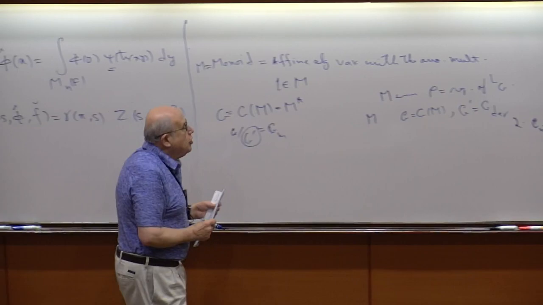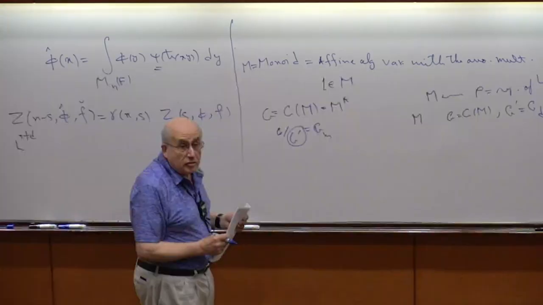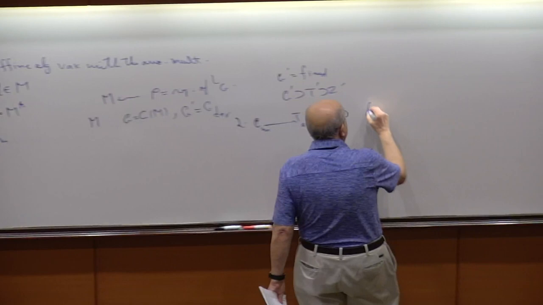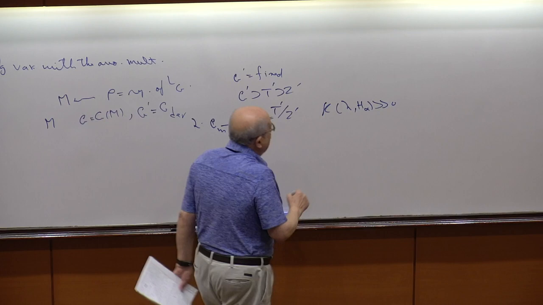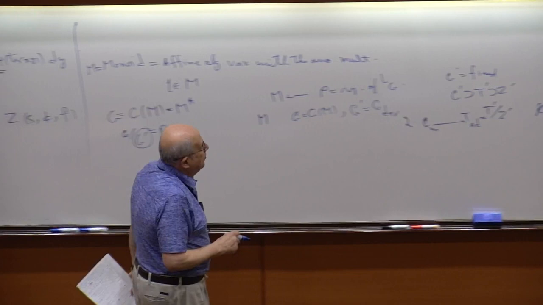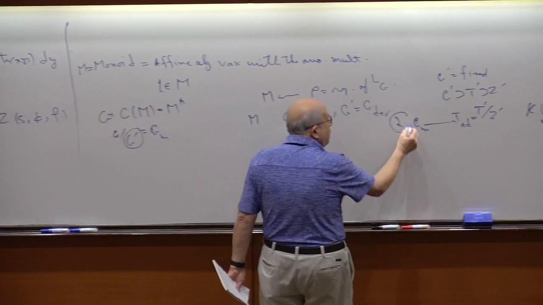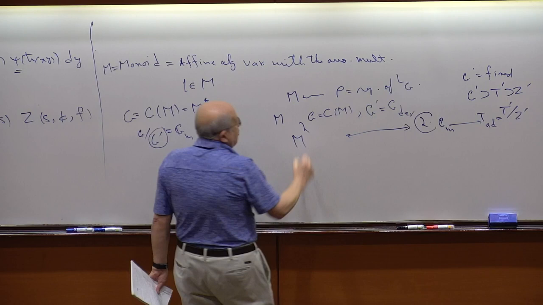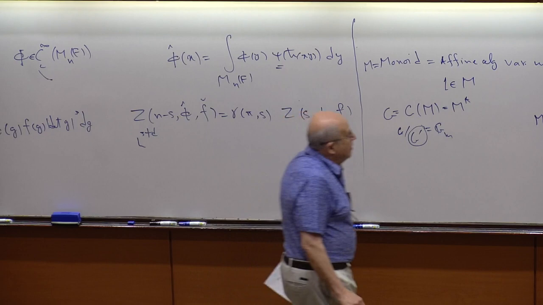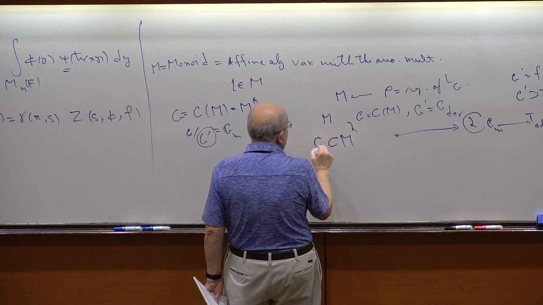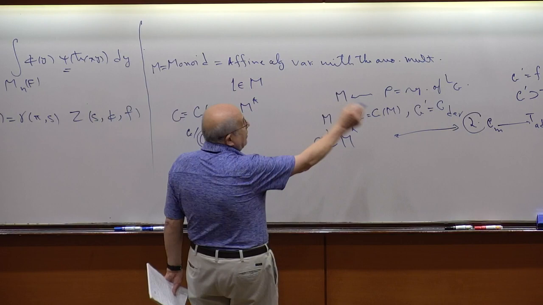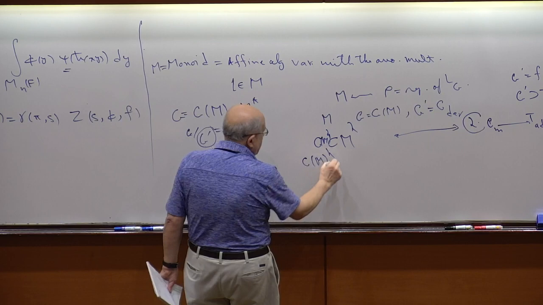If you choose your co-character to be dominant, meaning that the pairing of lambda and H alpha is greater than or equal to zero for all the positive roots alpha, then you will be able to pick up a monoid. With a given lambda with this property, there exists a monoid M lambda. Inside here you will have G of M lambda, and the derived group of this is exactly this fixed G prime.